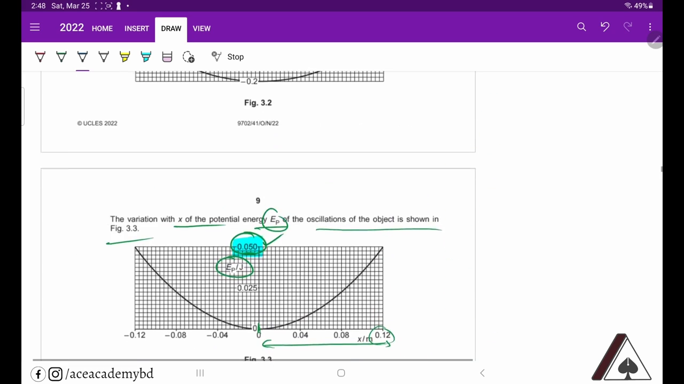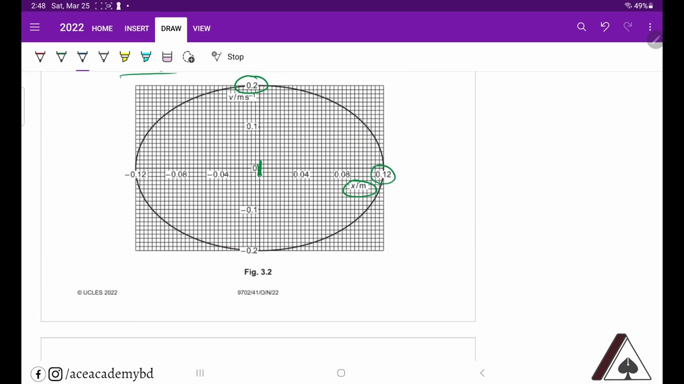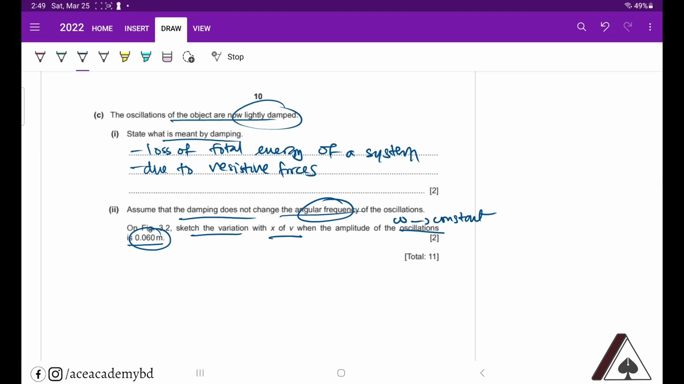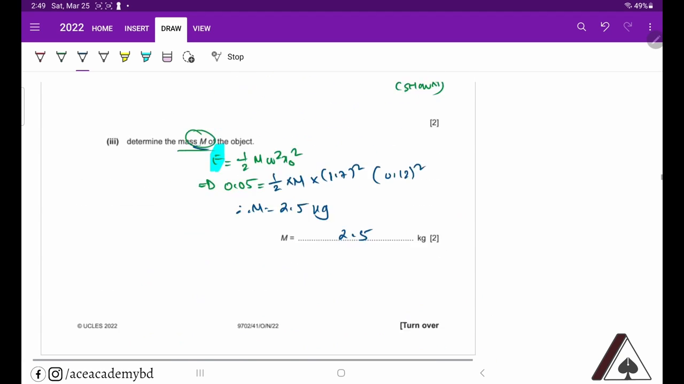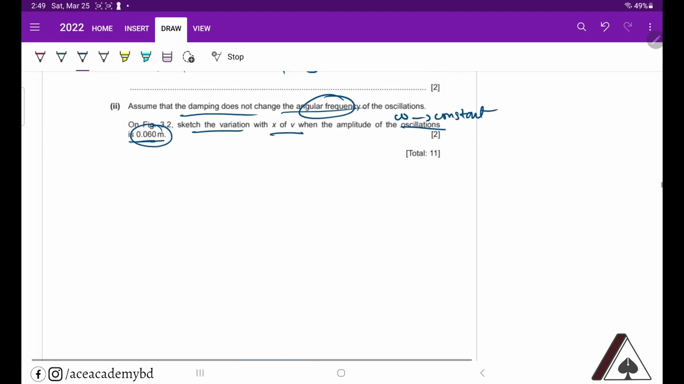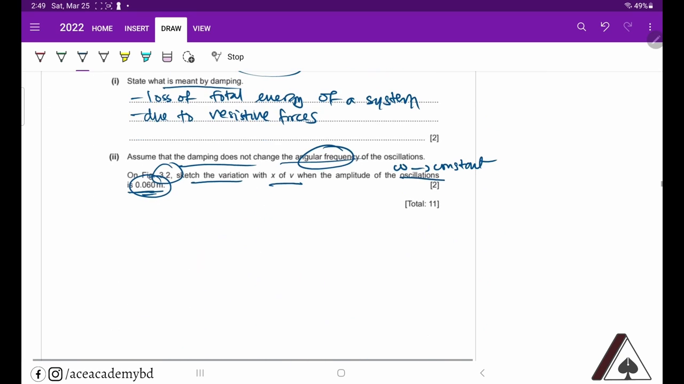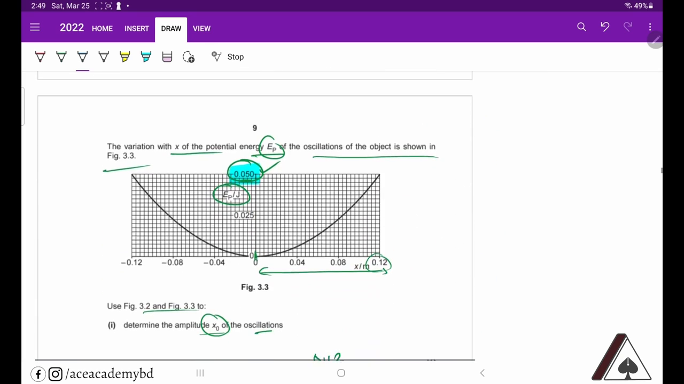So basically omega is constant. That means over here there is no relationship with omega, so the frequency is not going to change. So they've only said that the amplitude is changing to 0.06 and they're asking us to draw it on the same figure. So everything is going to be the same almost because the angular frequency is constant. And just the amplitude is going to be 0.06.